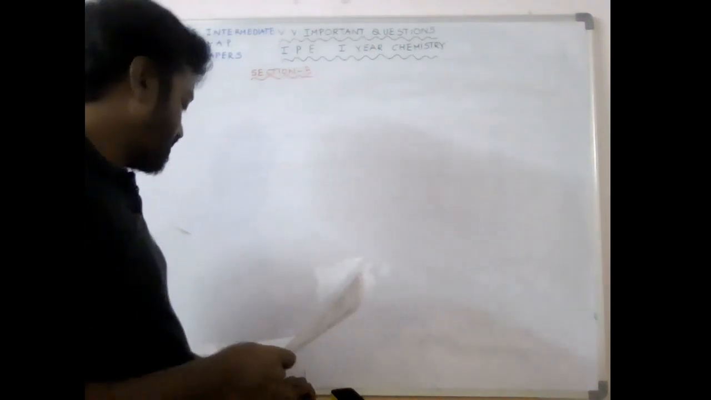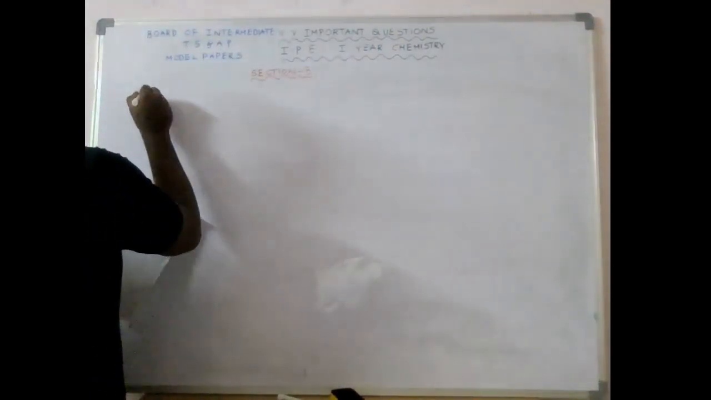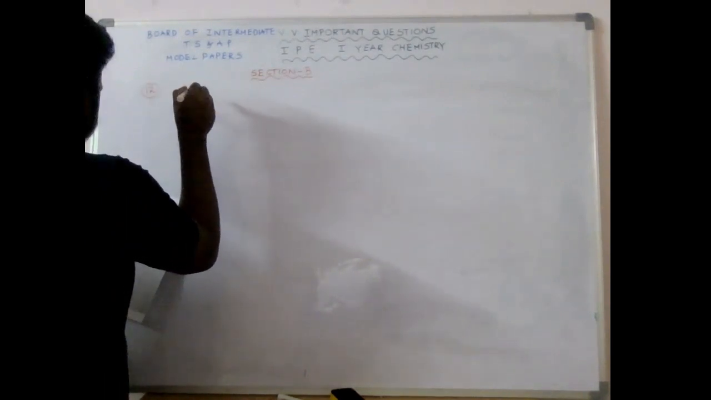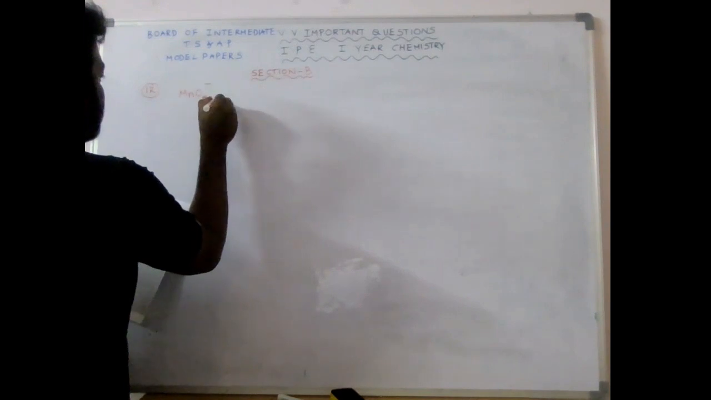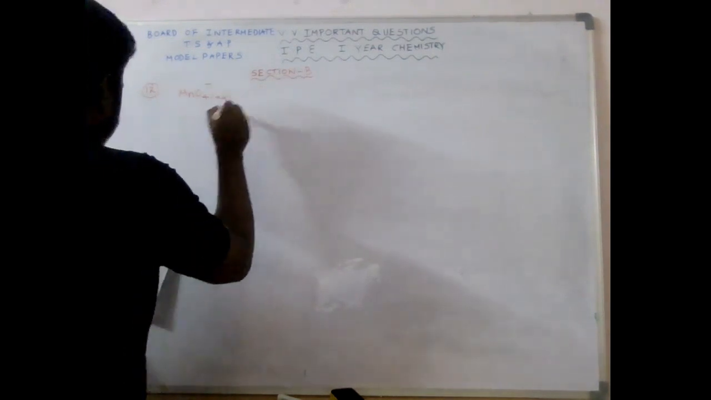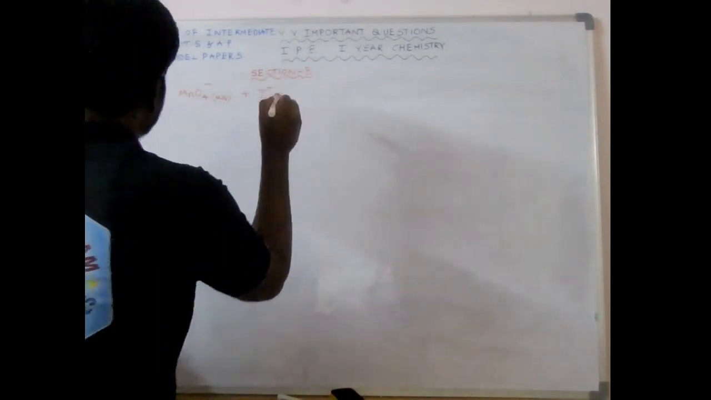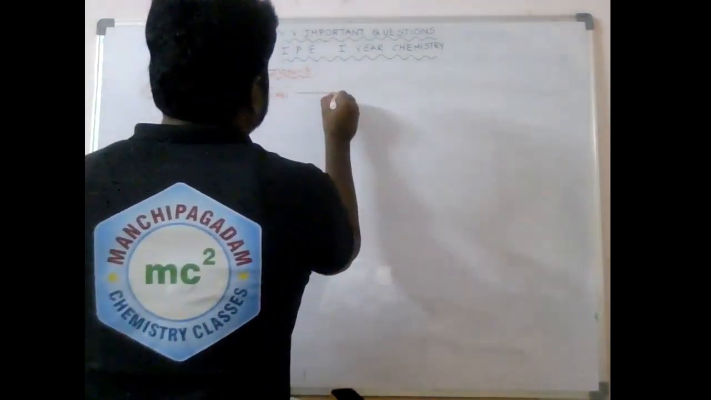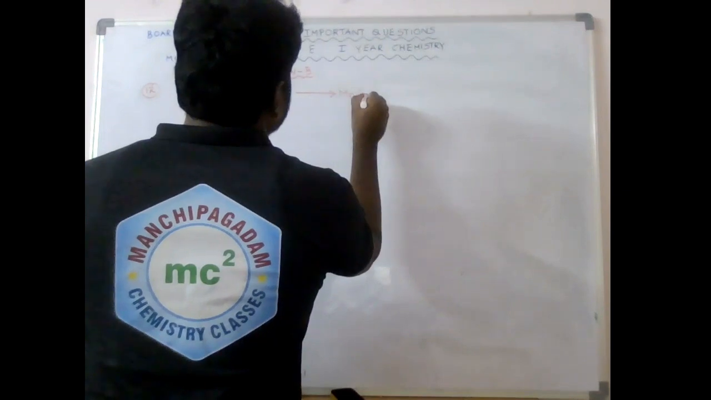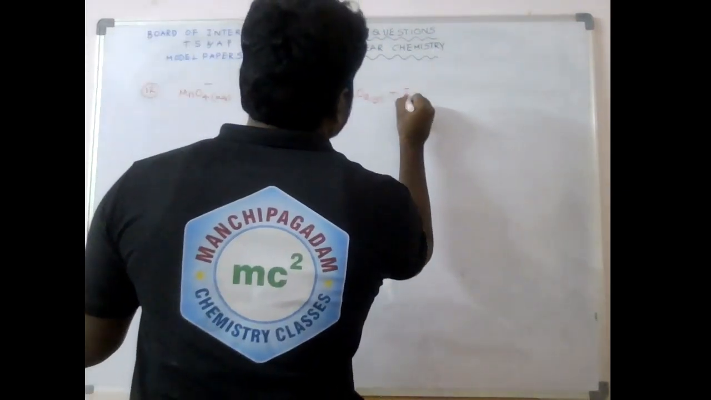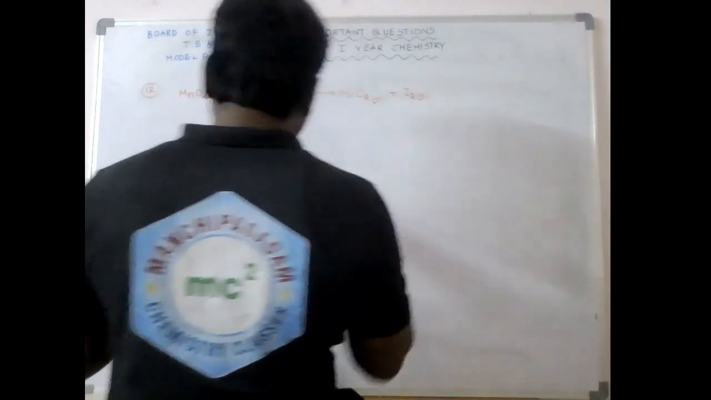I am writing that equation first. That equation is MnO4 minus plus I minus gives rise to MnO2 plus I2. This is the question asked.